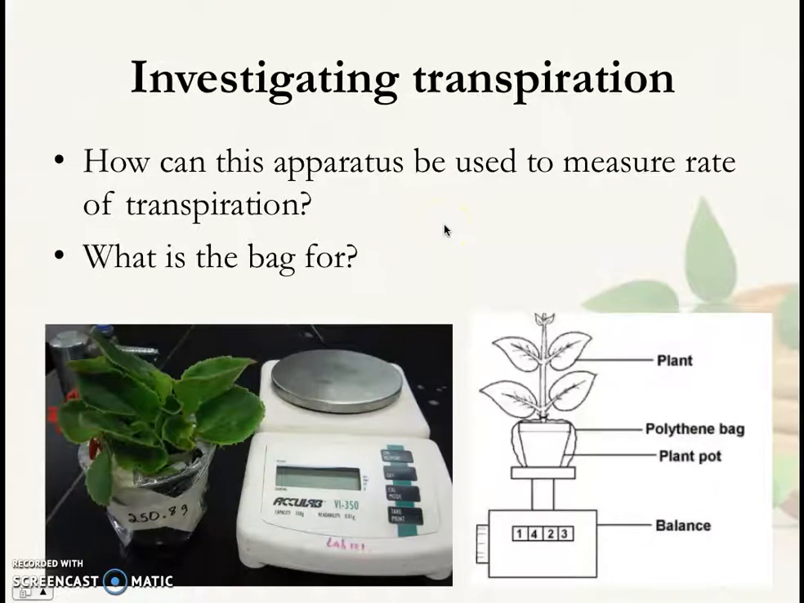Okay, so let's move on to the second experiment. Now what we see here is a plant in a plant pot, which is wrapped around with a plastic polythene bag. And it is placed on a weighing scale or weighing balance so that its weight can be measured. Now again, I want you to pause the video for a while and think about how this experiment works.